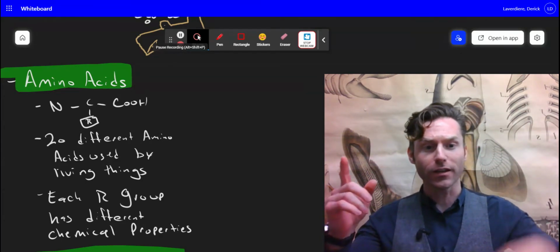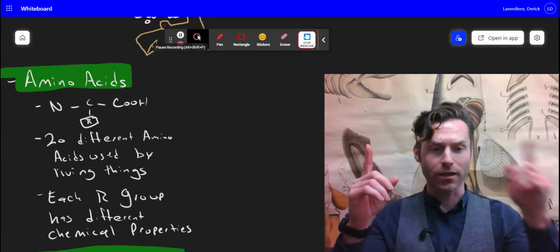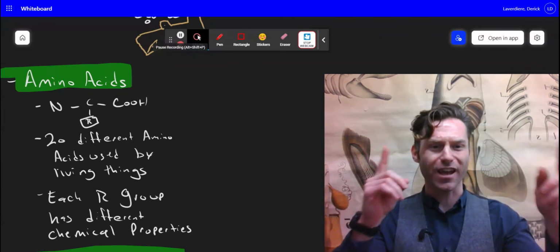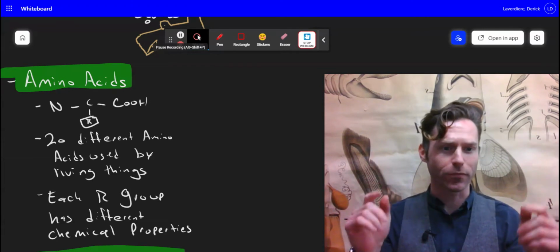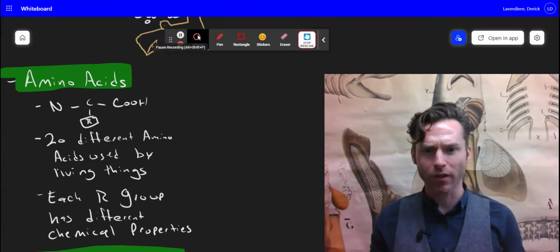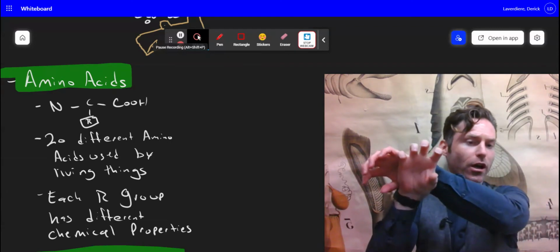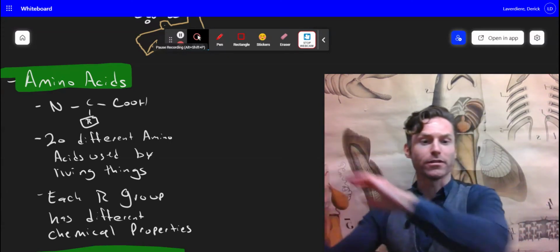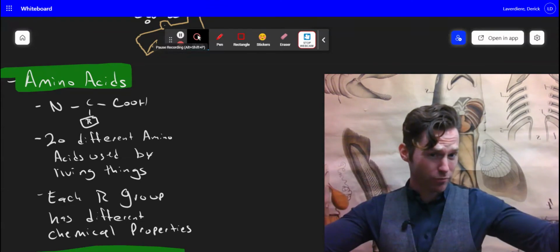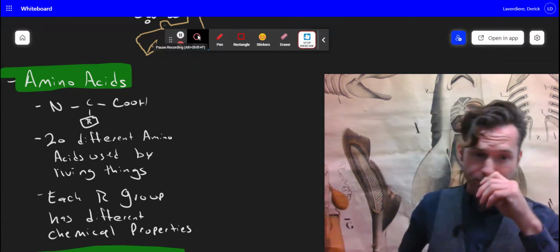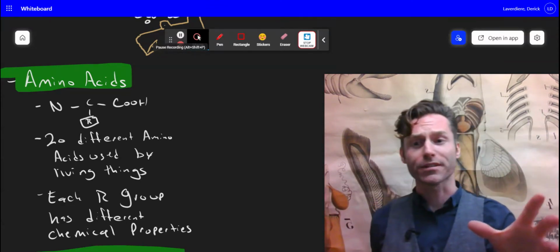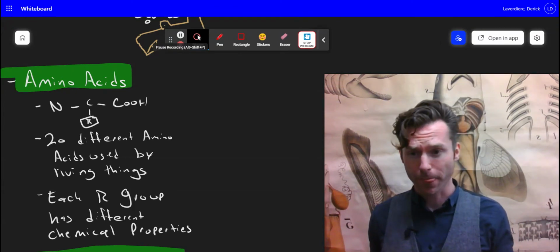Now, the front and the end part, the amine and the carboxyl, just serve as kind of like links in a train. They connect to one another. So the amine group of one amino acid connects to the carboxyl group of the next amino acid, and they build these long chains. And that's how we make the long protein strand. And the interesting part of the amino acids is the functional group, the R group.